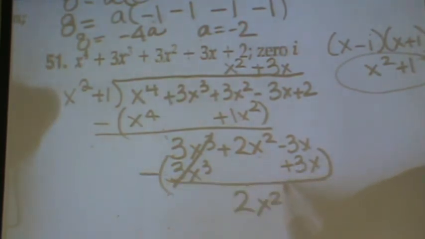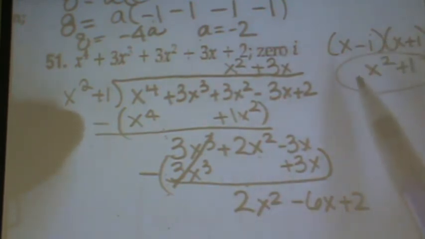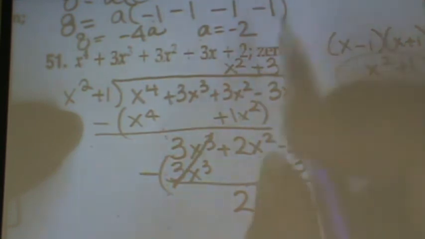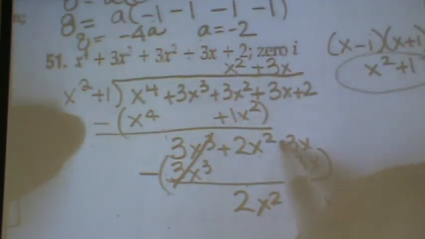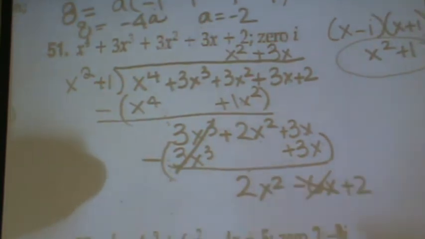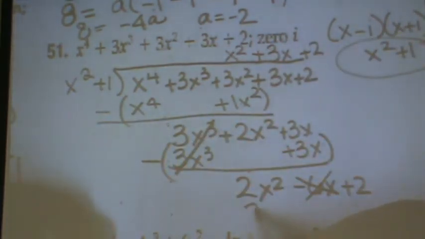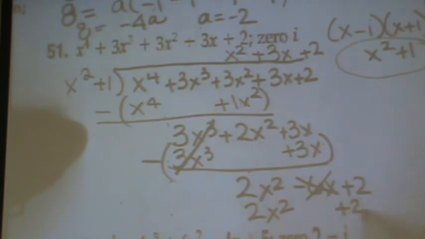3x times 1 is 3x. When you subtract, you get negative 6x, and then plus 2. And now we have an error somewhere. This is supposed to be a plus 3x, that's why, right here, I copied that wrong. That should be a plus 3x. These are going to cancel, you have no x here, bring down the 2. Now multiply, you get 2 here. 2 times x squared is 2x squared plus 2, and when you subtract, you get 0. So I accidentally copied that wrong.